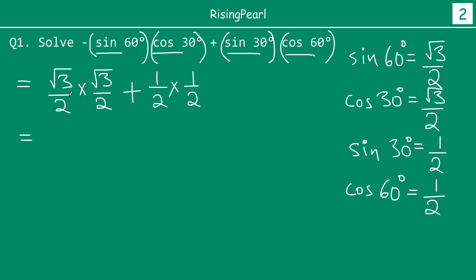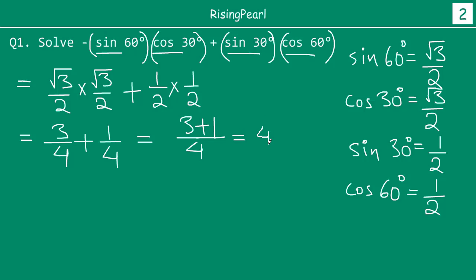So this will be square root 3 times square root 3 is 3, divided by 2 times 2 is 4, so plus 1 times 1 is 1, divided by 2 times 2 is 4. So this will be equal to 4 is your denominator, 3 plus 1 or 4 by 4 cancels out, equal to 1. So this expression is equal to 1. So this is a very common type of question that you may be getting on this particular topic.